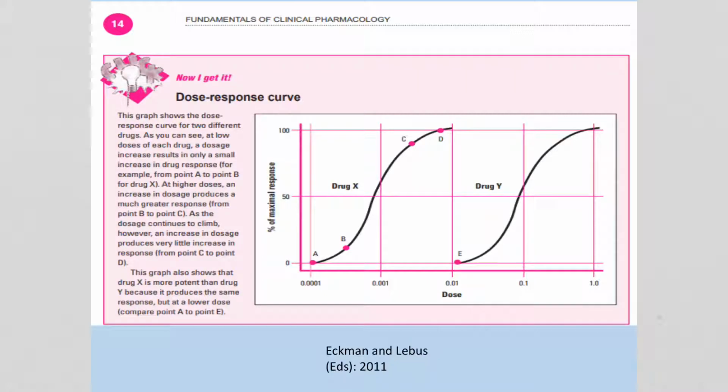The illustration on this slide shows you the dose response curve. It's taken from the clinical pharmacology book and demonstrates the difference in doses between the first drug, A, B, C, D points, and the second drug, Y, with point E. Okay, see if you understand what this means. And if you don't, go back to your clinical pharmacology book and also look at the next slide.